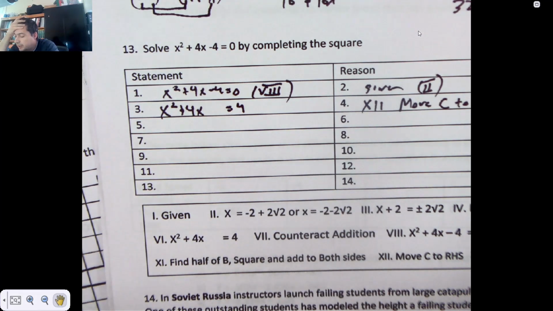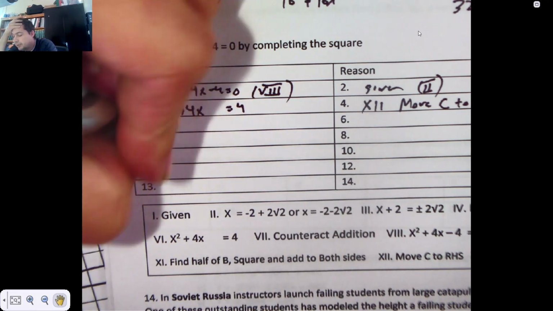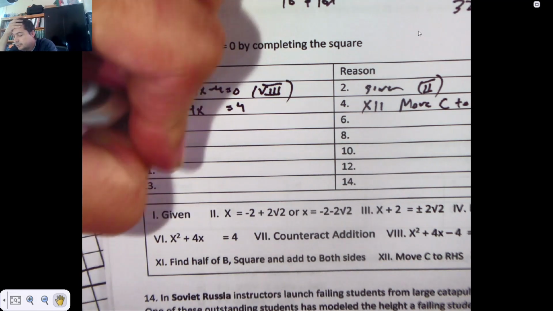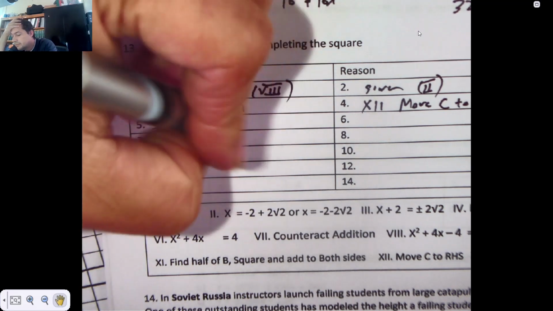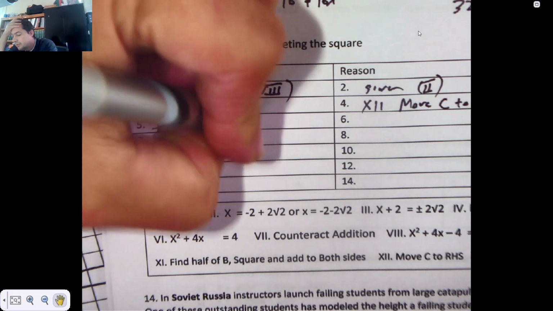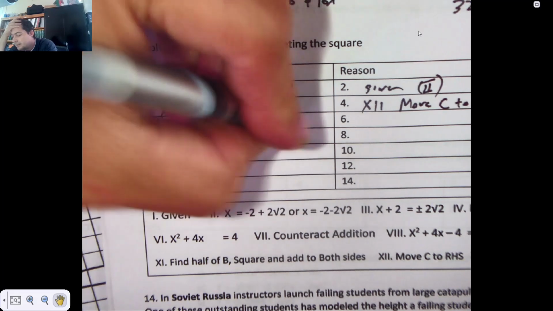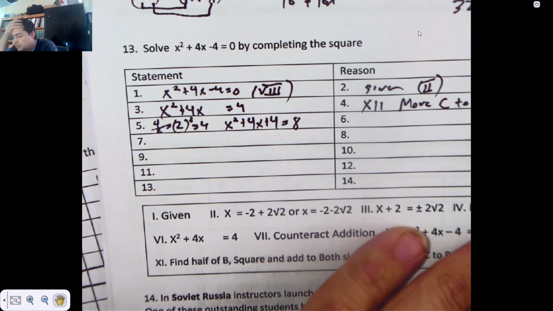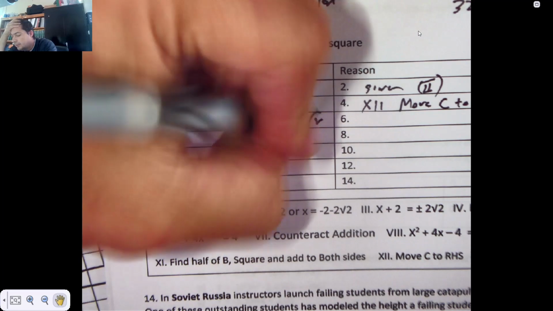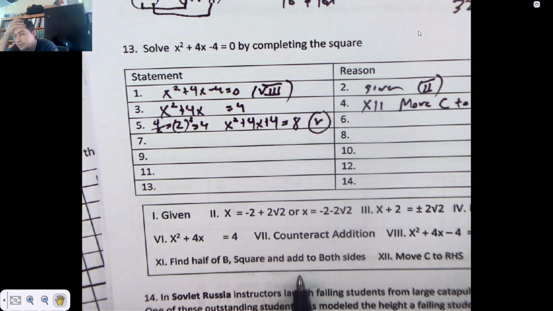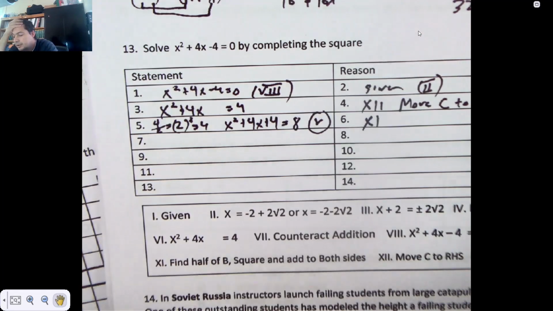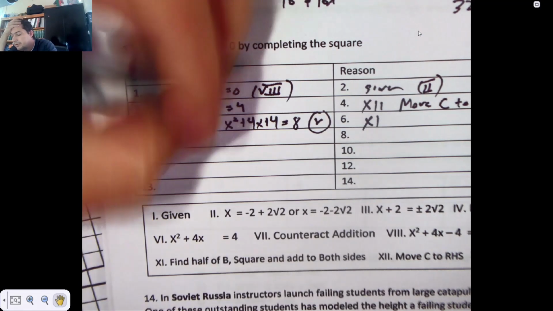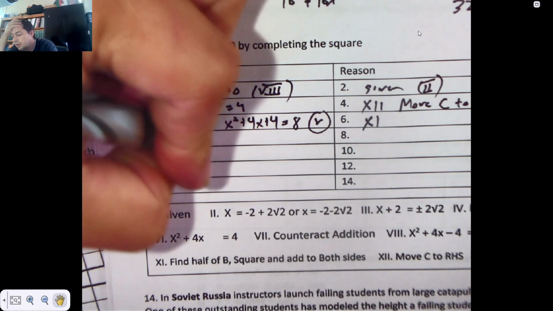What I would do from here is I would take half of b. b is 4, by the way. I'd cut it in half. I'd get 2. I'd square it and I'd get 4, and I'd add it to both sides. So I'd have x squared plus 4x plus 4 is 8, which is choice 5. And what I did is I took half of b, I squared it, and I added it to both sides, which was statement 11. This will now factor as x plus 2 all squared.